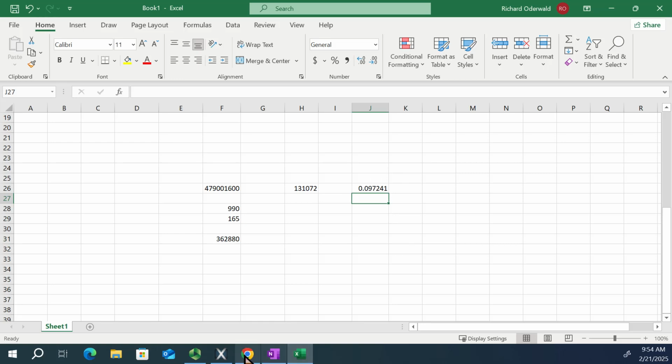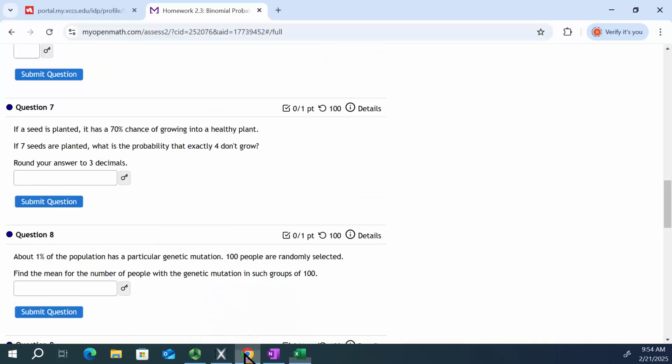0.097241, 0.097. Oh, good, it worked. 0.097.